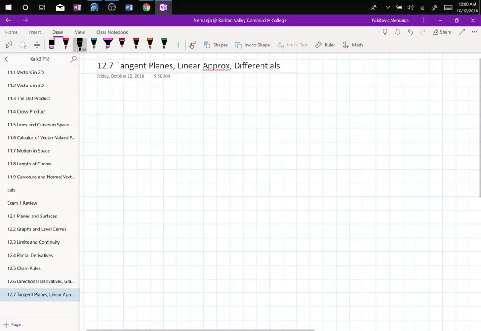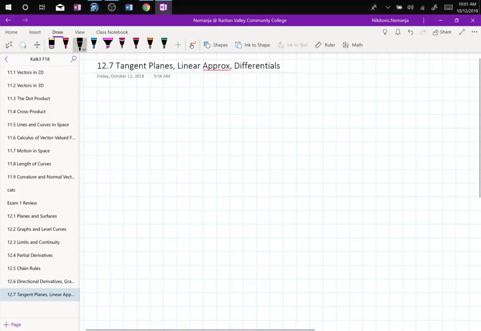So we have the idea of a surface, and instead of a tangent line, for which you have to have a direction to find, we're going to have a tangent plane. In Calculus 1, we had a two-dimensional function, and we had the tangent line. Now we're going to have a tangent plane.